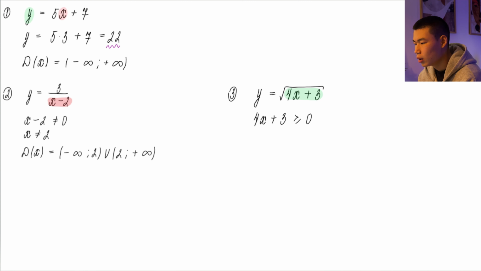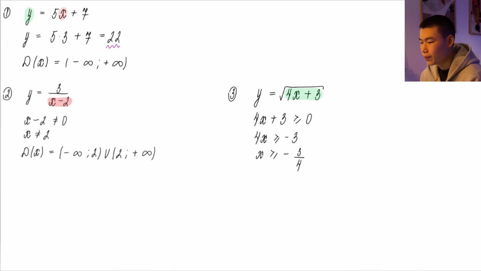4x greater or equal to minus 3, and x greater or equal to minus 3 over 4. So minus 3 over 4 is the least number in our domain. We can't put any smaller number. So that means we can put anything larger until plus infinity. That's why our domain is from minus 3 over 4 to plus infinity.